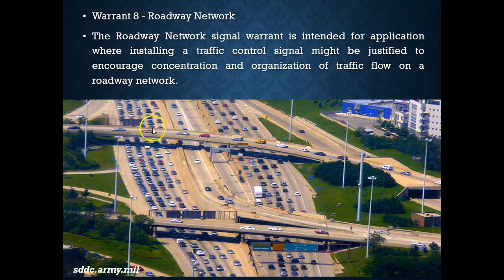Then for 8, the roadway network signal warrant 8 is intended for applications where installing a traffic control signal might be justified to encourage concentration and organization of traffic flow on a network. You can see this is a roadway which is more of a complex system, and this shows that with something as complex as this, there might be a need for the installation of a traffic control signal to help with coordination and concentration and organization of traffic flow on this roadway network.